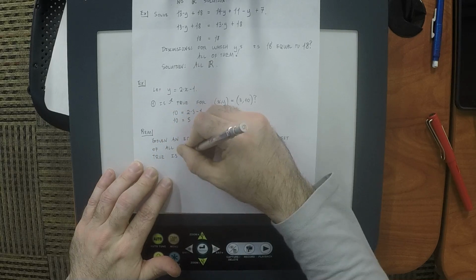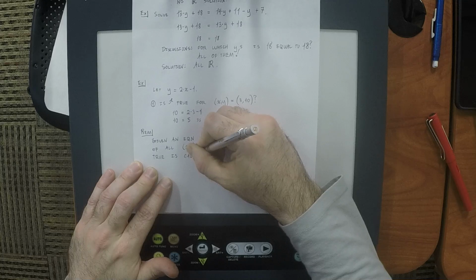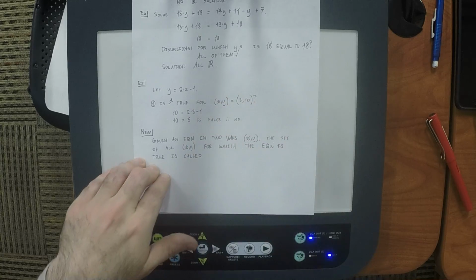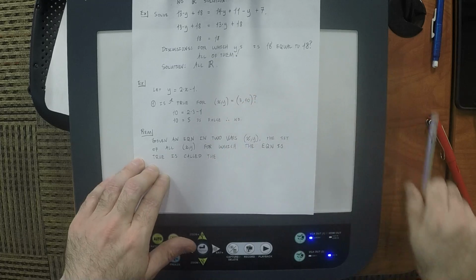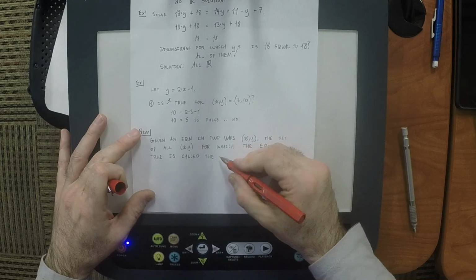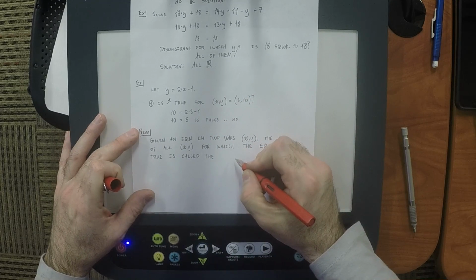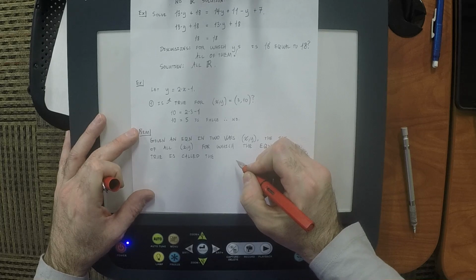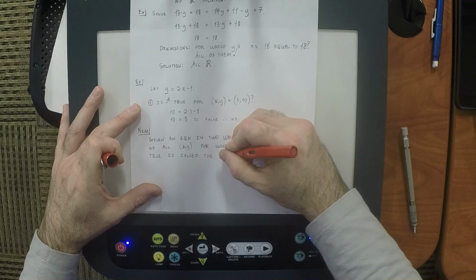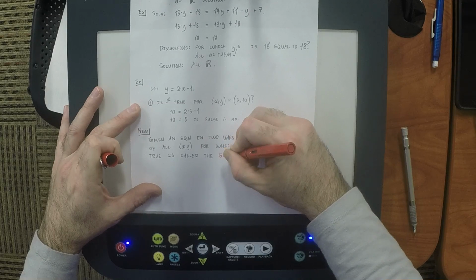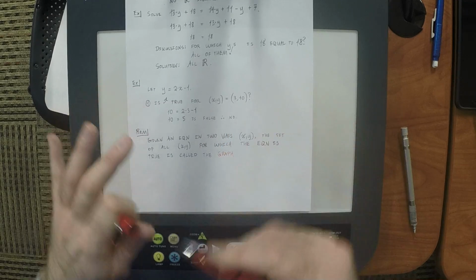is called, now if it was going to be just like the definition that we wrote 2 pages ago, then I would write solution right here. It's called the solution. But for historical reasons, that's not what it's called. It's called the graph of the equation.